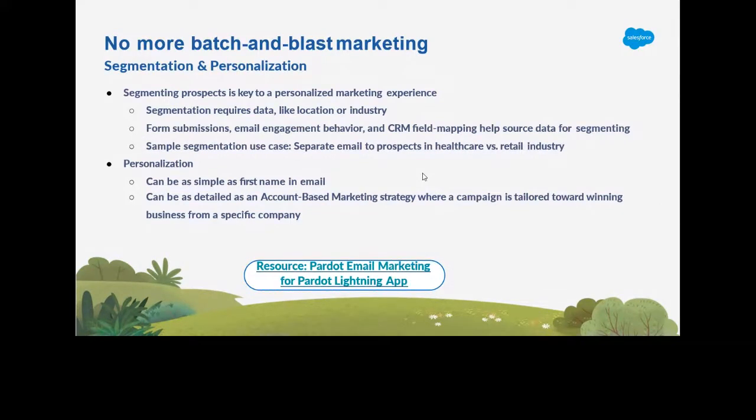As I already told earlier, you can segment on the basis of location, and on the basis of industry as well. So where can segmentation come into the picture? It can come into the picture for form submissions. If you're doing some email engagement activities, you can do that there too. And if you're mapping the CRM fields with Pardot, sourcing the data from the CRM and merging or segmenting them into different lists, that's where segmentation also comes into the picture.